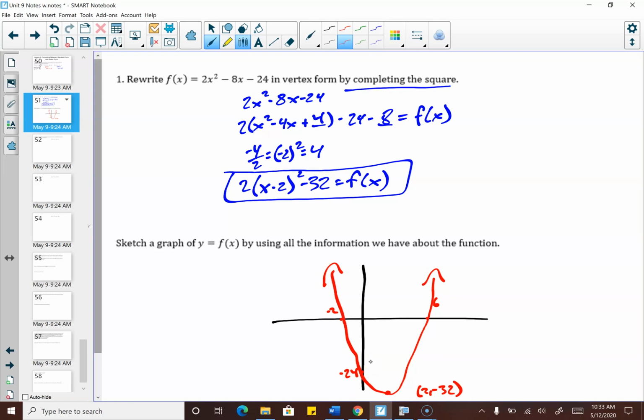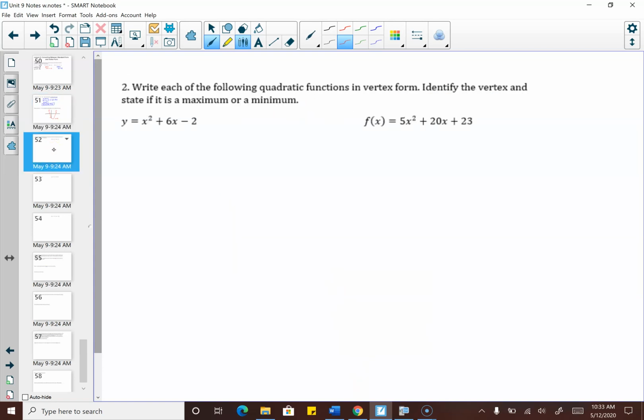Based on the three different forms of that equation. So number 2, it wants us to write the following quadratic functions in vertex form, identify the vertex, and state if it's a minimum or a maximum. So the first one here, x squared plus 6x minus 2, we don't have to GCF anything like we did in the first one because there's nothing in front of the x squared. So all we're going to do is move right into putting in our lines, okay?